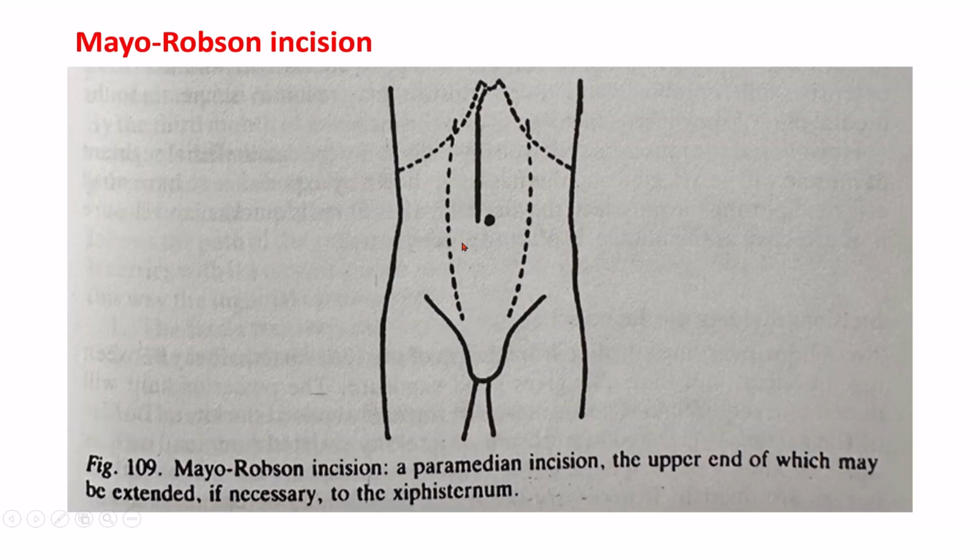So here you can see the Mayo-Robson incision. This is a paramedian incision. The upper end of it can be extended to the xiphoid process if it is necessary. This is the Mayo-Robson incision.